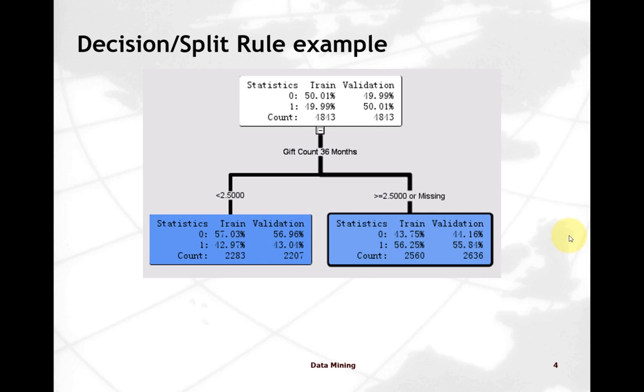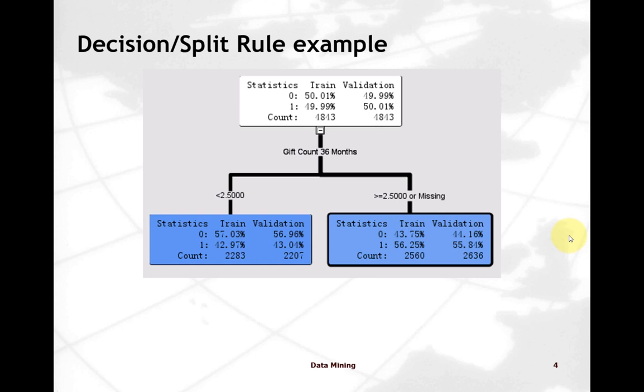And after the split, look at what happens. For the training set, for the left branch, 57% are non-donor, and only 42% are donor, as versus on the right, you have a majority of donors rather than non-donors. So based on only one split, you're better able to predict. You make fewer mistakes, right?